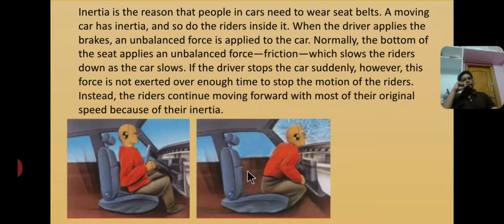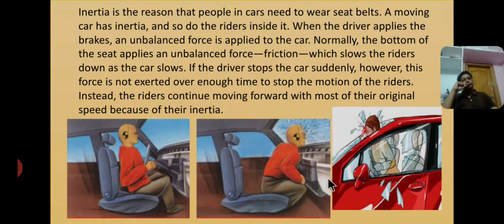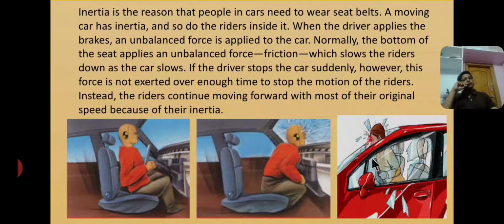Like this. If the driver stops the car suddenly, however, this force is not exerted over enough time to stop the motion of the riders. Instead, the riders continue moving forward with most of their original speed because of their inertia. The result may happen like this without a seat belt.